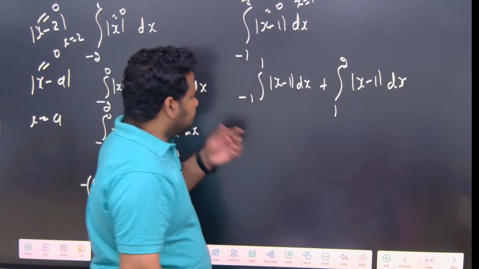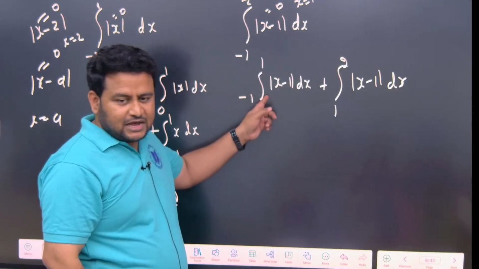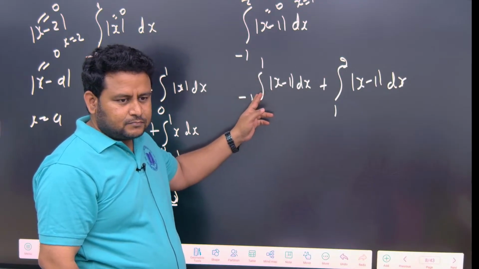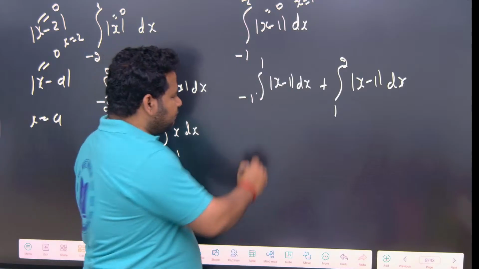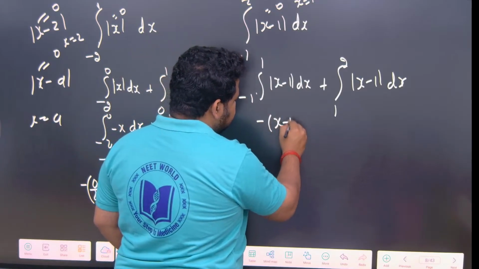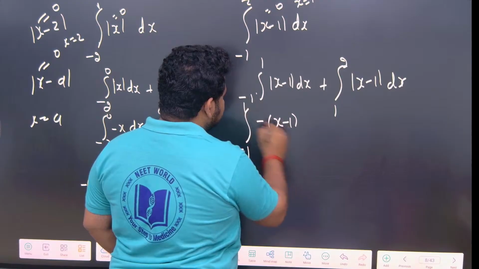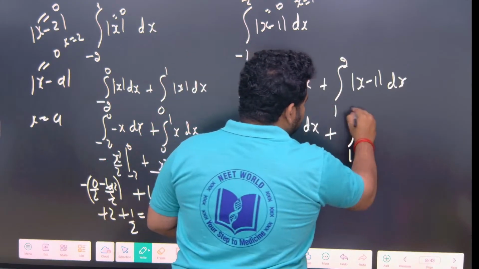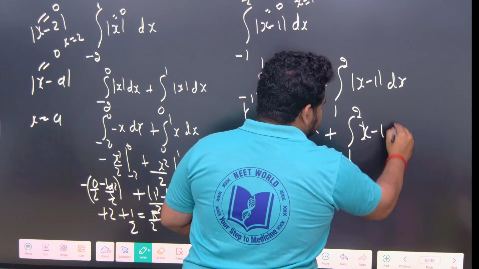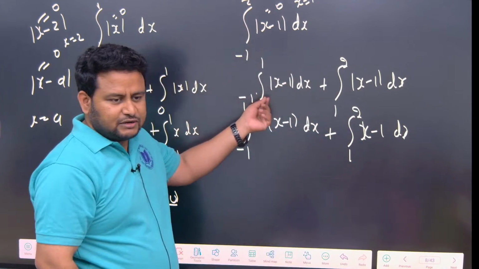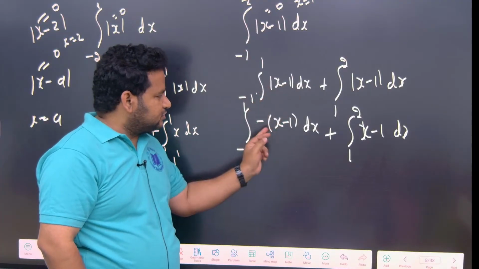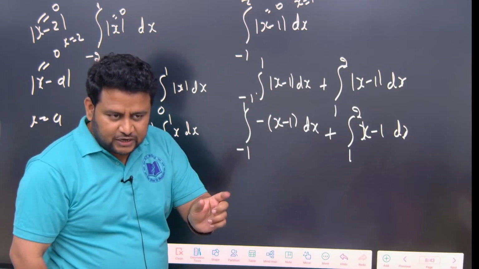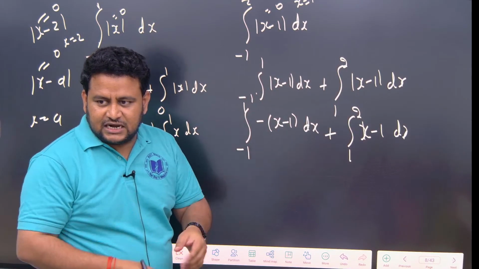Now see here. Minus 1 to 1, if you put any value you will get negative only here. So this will become minus x minus 1, integral of minus 1 to 1 dx. You will get negative value here. And from 1 to 2, you will get positive value x minus 1. If I remove mod x, you know that we should put plus or minus. Within the mod x it will be positive. Once you remove the mod sign it will become plus or minus.